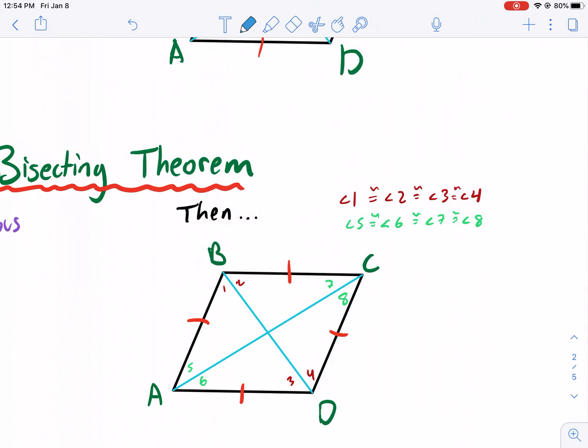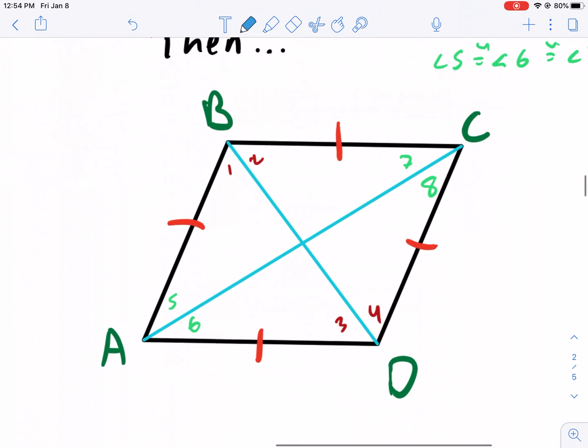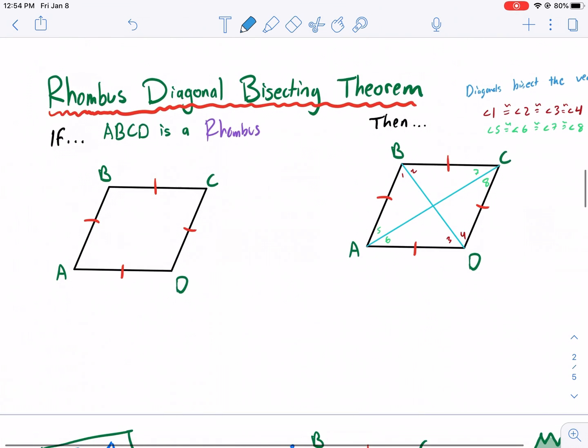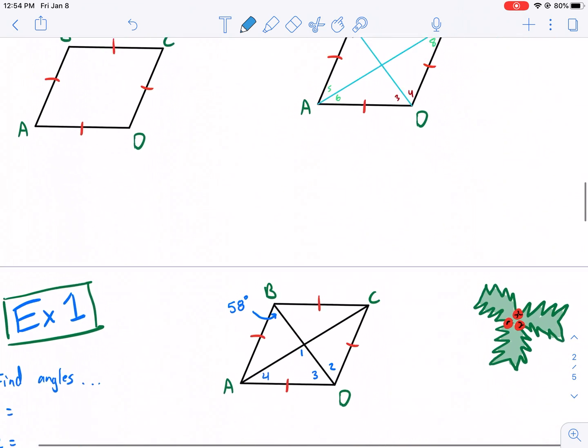Is that the diagonals bisect the vertices. So each angle, each vertex is bisected by the diagonal to create equal angles. So these angles are equal, okay? These angles are equal, these and these are equal, okay? Those pairs, those sets, actually it's 4 that are equal. So we're going to apply it now.